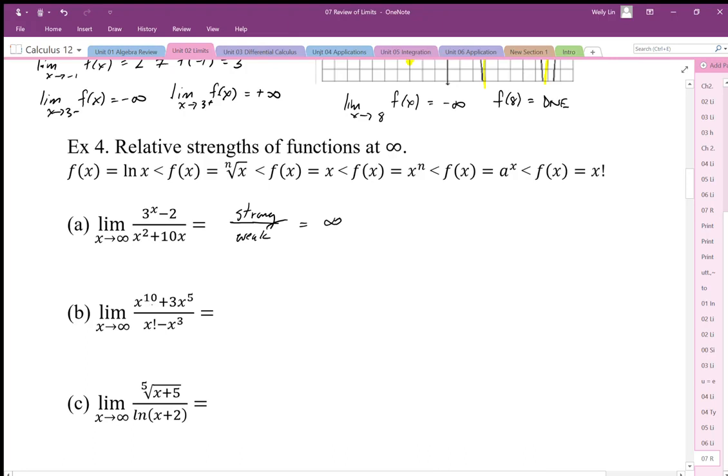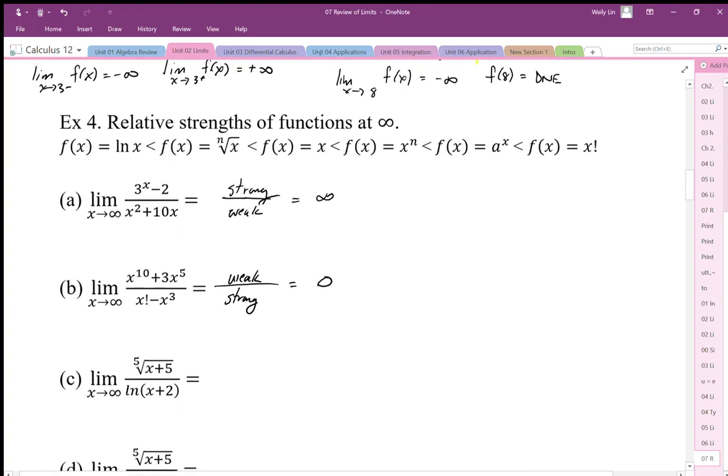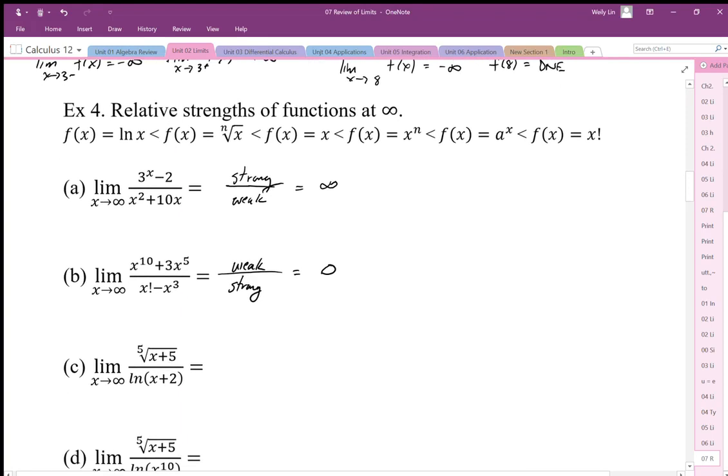Here we have a very strong function on top, but we have an even stronger one on the bottom. So although it's not weak, it's just weaker. We have a weak over strong situation, and again, those are going to go to 0. So here we have weak and weak, but this is very weak. So it ends up the numerator is a stronger function and the denominator is a weaker function. So again, this is going to go to infinity.